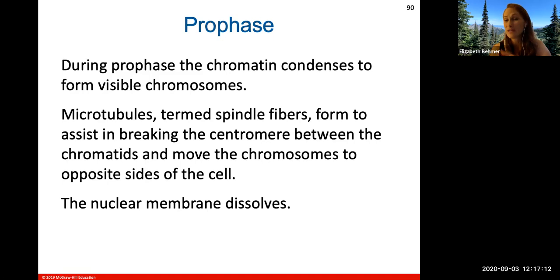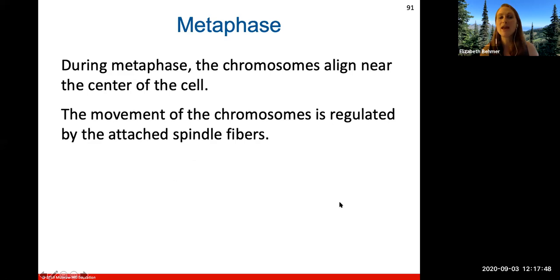During prophase, your chromatin, which contains your DNA, will condense to form chromosomes. Microtubules will form to assist in breaking up the centromere. And again, the centromere was the center part of each chromosome to help it divide or separate. And the nuclear membrane of the cell dissolves because we're going to be separating the cell into 2. We've got to get rid of that nuclear membrane first. So in prophase, the chromosomes are forming, and the microtubules are also helping to form to assist in breaking them apart. So that's prophase.